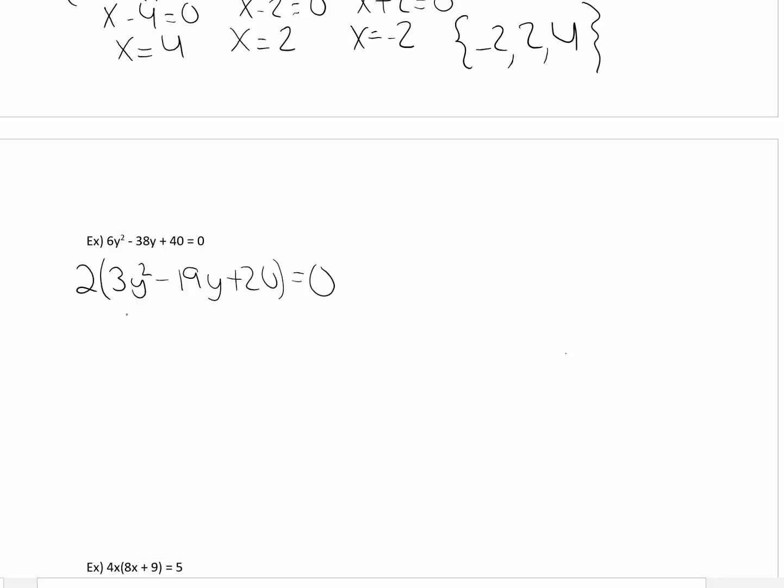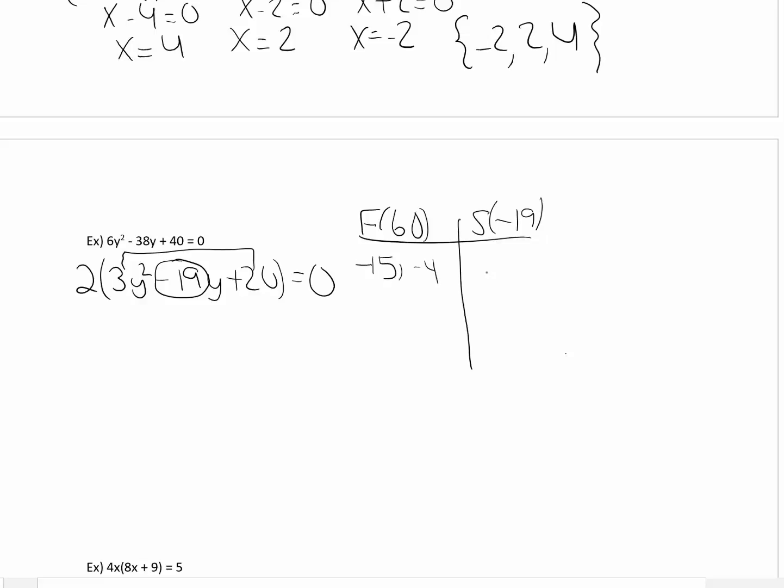Now, the leading coefficient is still a 1. With 3 terms, I'm going to factor this by grouping. So I need to find factors of 60 whose sum is negative 19. In this case, that's negative 15 and negative 4, because negative 15 times a negative 4 is a positive 60, and when I add those same two numbers up, I get a negative 19. Okay, so let's replace the negative 19y.